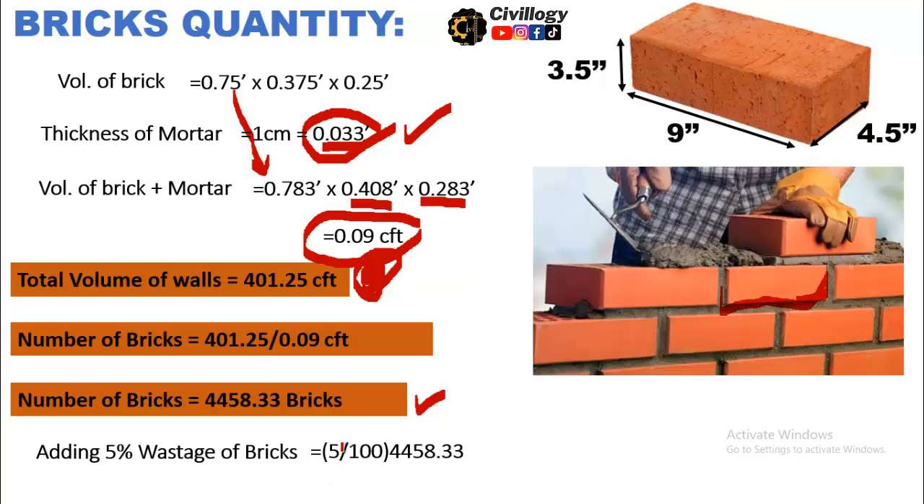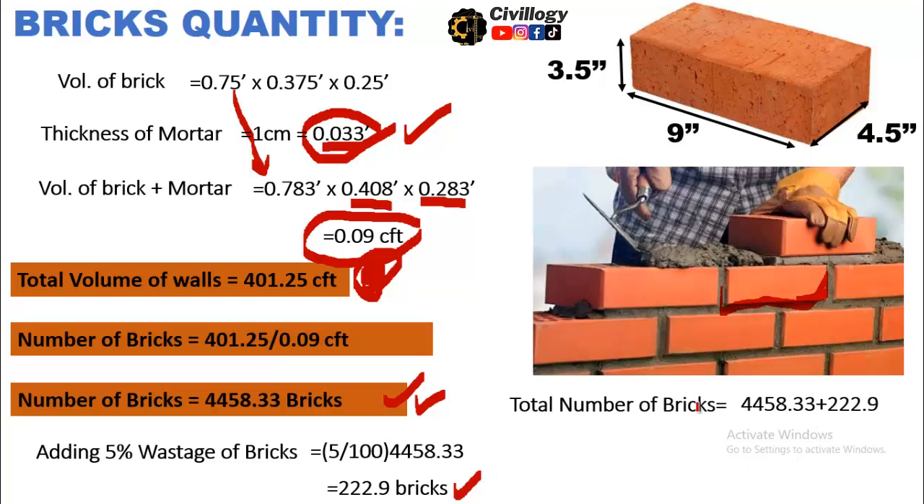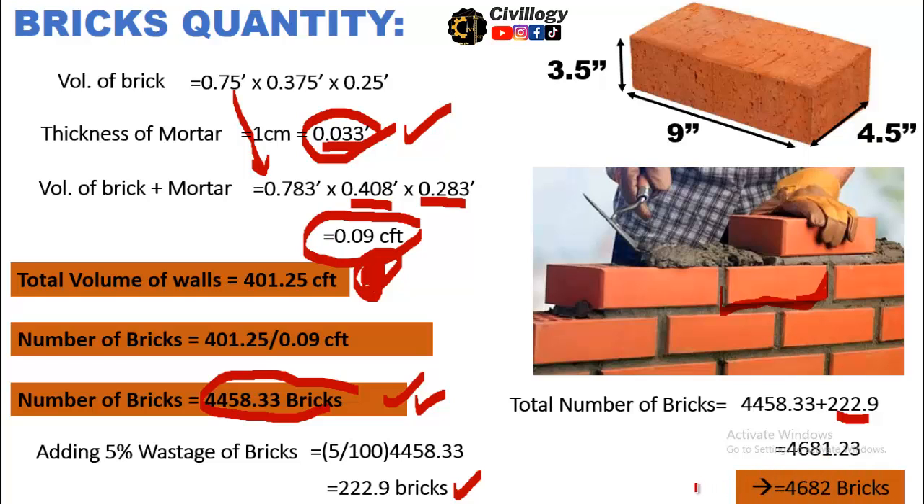So 5% wastage, 5 divided by 100 times this volume, we will get the number of bricks that will be damaged, broken, or wasted during this work. So the total number of bricks will be equal to 4458.33. This is the number of bricks required. After adding the wastage, which is 222.9, it will be equal to 4681.23. So this is the total number of bricks required for a single room having dimensions 12 by 15 feet.